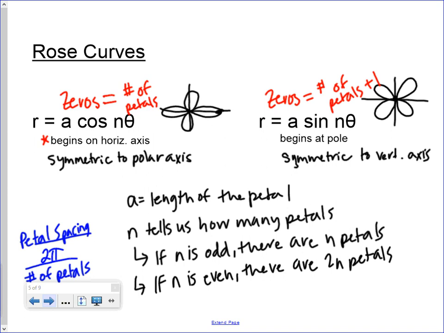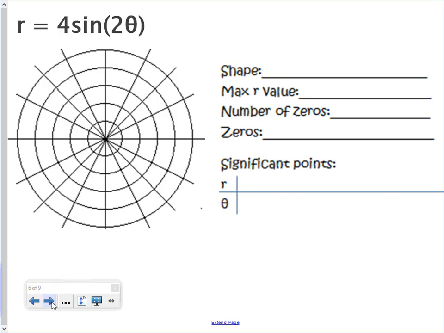Let's do an example of a rose curve, to see how all these things come together to help us graph a rose curve without a graphing calculator. And the nice thing is on your homework, you'll be provided with a polar grid. So our equation is r equals 4 times sine theta.